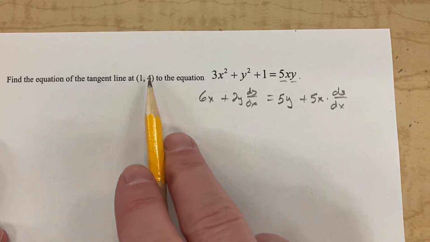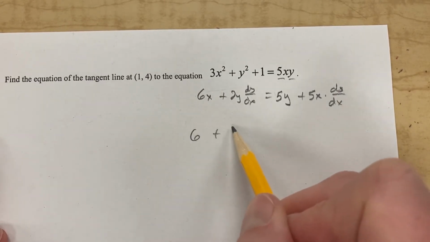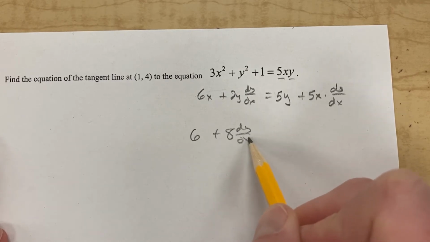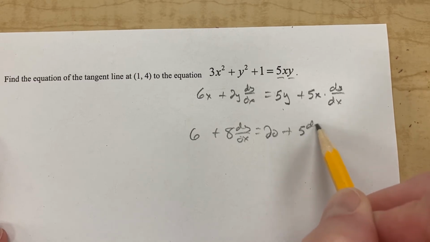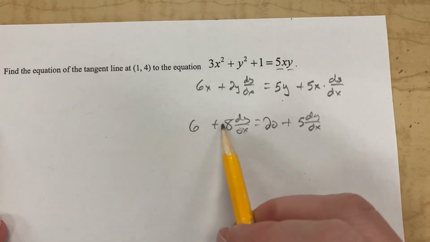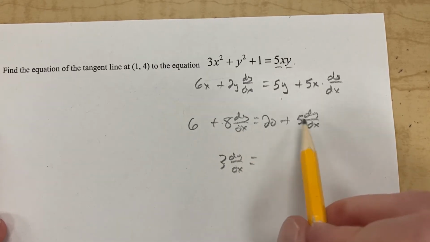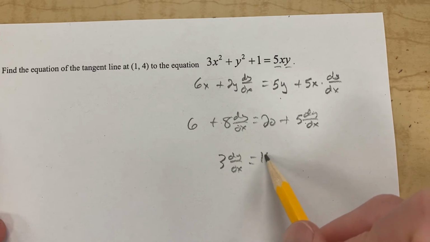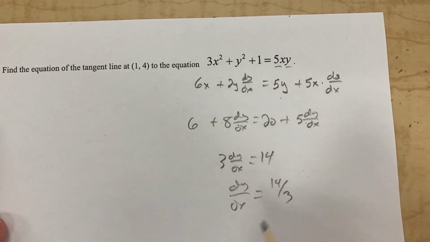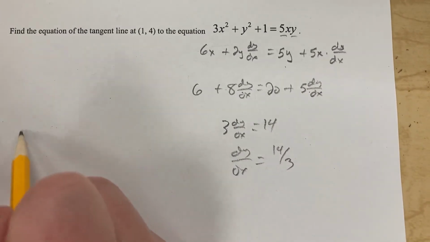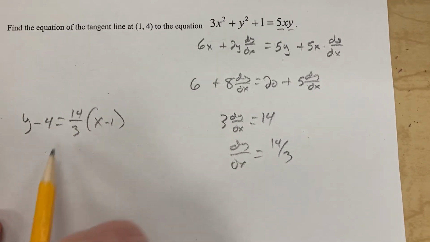I would go ahead and put 1 and 4 in right now. So if you do that here, you're going to get 6 plus 8 dy/dx equals 20 plus 5 dy/dx. Okay, if I subtract that, I'm going to get 3 dy/dx, 8 of them minus 5 of them, equals 20 minus 6, that's 14. Divide, we get dy/dx equal to 14/3. Okay, so there's our slope. We had our point. So y minus y1 equals slope times x minus x1.